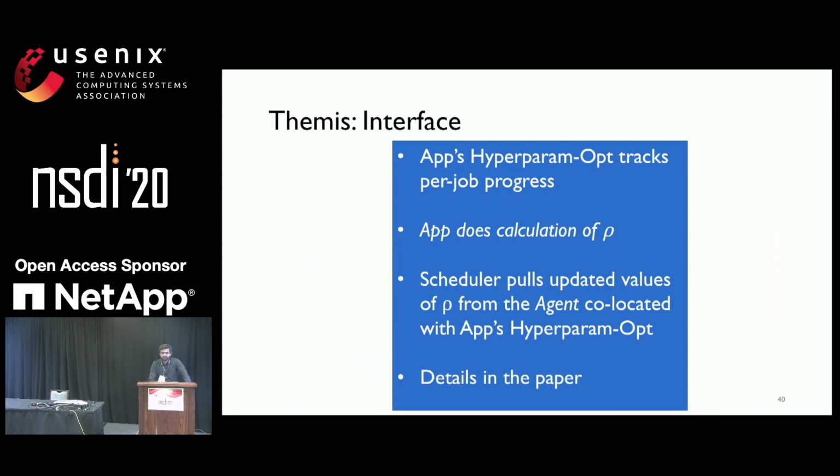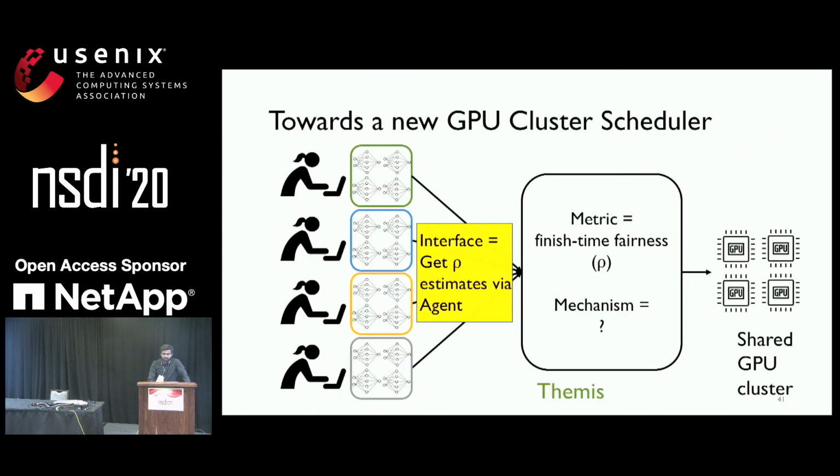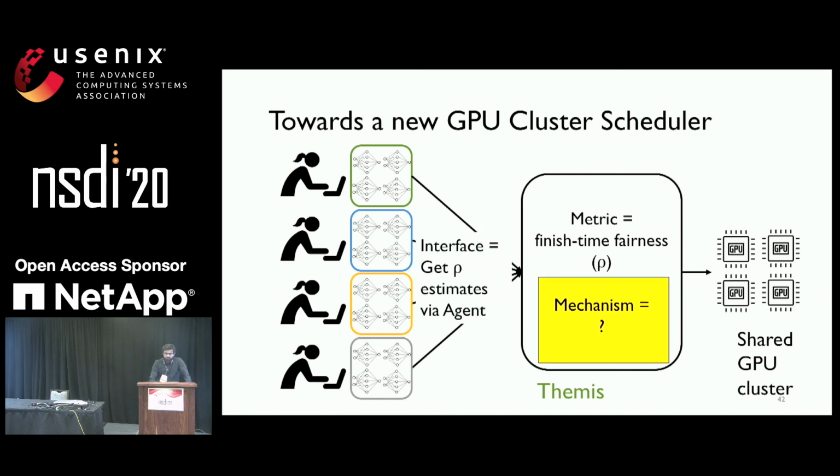So in summary, in Themis, we leverage the per job progress information maintained by the hyperparameter optimizer, and punt the calculation of rho to the app. The Themis scheduler pulls these updated rho values from the app's hyperparameter optimizer by using a Themis agent, which acts as a shim layer for enabling this interface. We refer you to the paper for the details of the Themis agent for different hyperparameter optimizers like Hyperband, Hyperdrive, and Google Vizier. Now that the interface in Themis is decided, we look at the allocation mechanism in Themis.